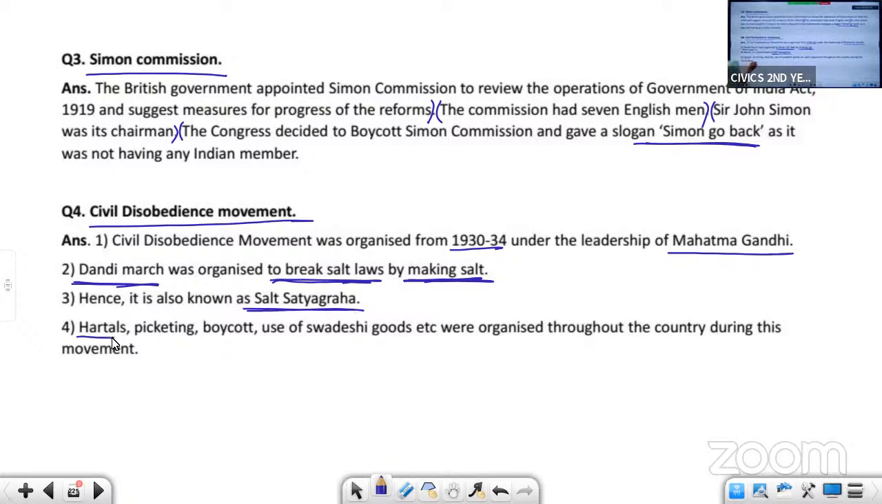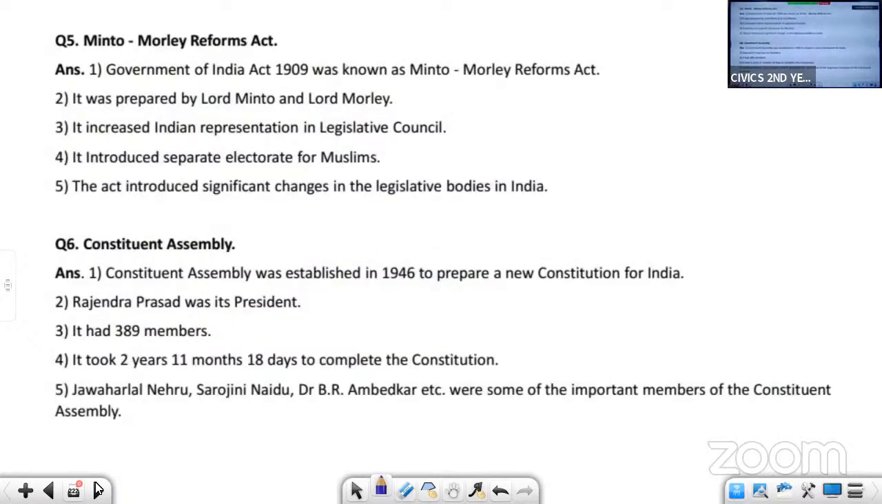Hartals, hartals means strikes. Picketing is damaging the shops selling the British goods. Then boycott and use of Swadeshi goods were organized throughout the country during this movement. Okay, that was civil disobedience movement.